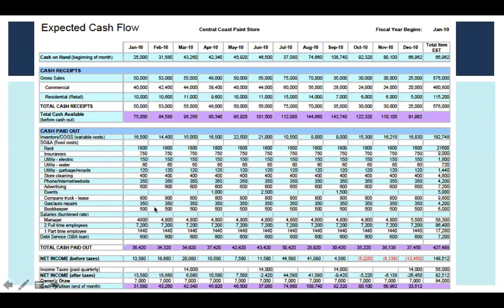Some of these other ones are more consistent. So you would expect to see a salary to be consistent. You would expect to see bookkeeping fees and maybe gas would be similar. For example, what we do expect to see some variability in cost is our inventory.